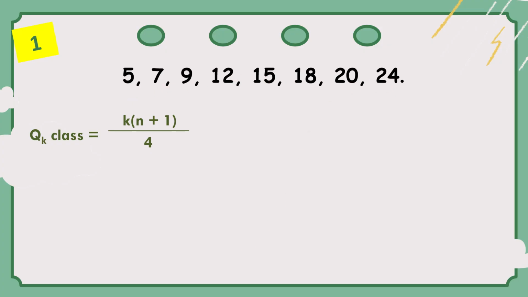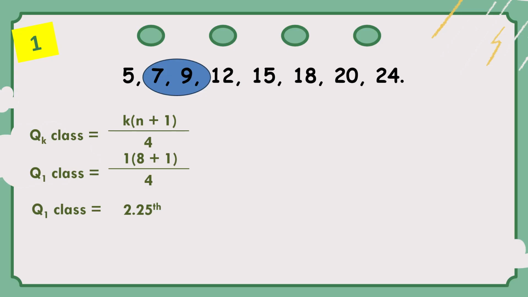So quartile 1 is equal to, the value for k is 1, the total number is 8, plus 1 over 4. So 8 plus 1 is 9. 9 times 1 is 9, divided by 4. The quartile 1 class is equal to 2.25. That is in between the numbers 7 and 9, so let us compute the exact value for 2.25.